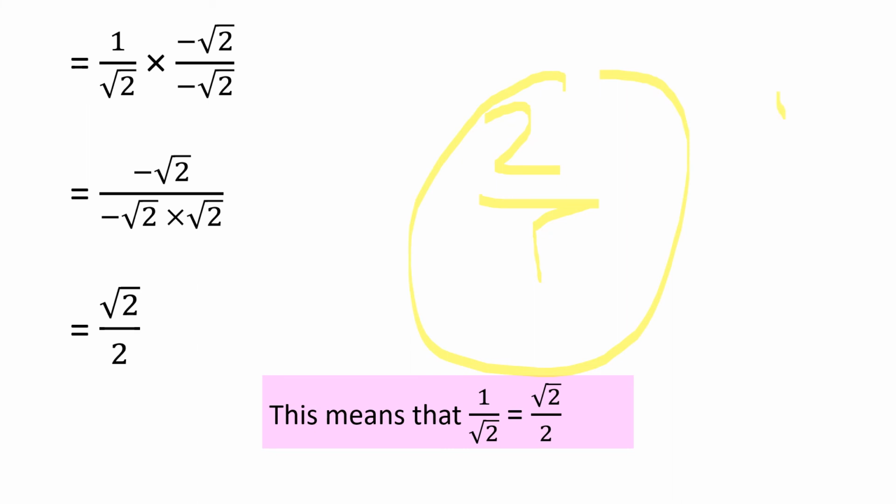So root 2 was irrational, but I converted this root 2 into 2 by 1, which is rational. So that means I converted an irrational denominator into a rational denominator. So that is why this process is called rationalizing the denominator. Now let's look at some more examples to make it clear.